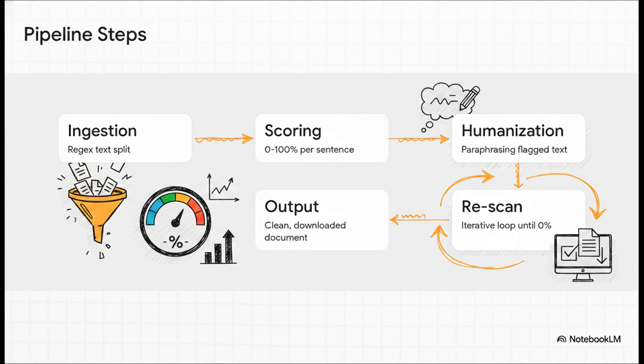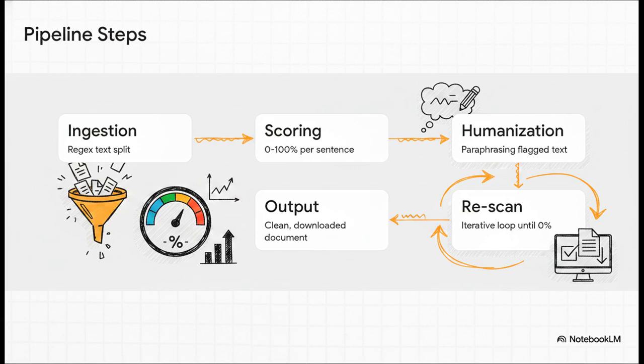Step 2 is scoring, where every single sentence gets an AI score from 0 to 100%. Step 3 is humanization. So only the sentences that actually exceed the AI threshold are sent off to be rewritten in a natural academic style. But step 4 is the magic, the iterative rescan.